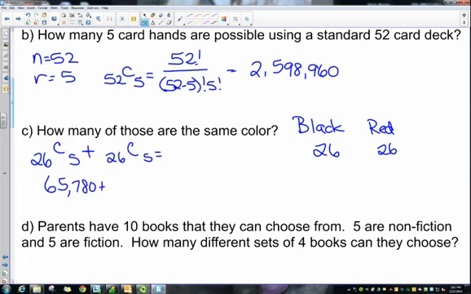Now, of course, the other one is going to be the exact same. For the black one, I have this amount. For the red one, I have the exact same amount. So when I add those 2 things together, I get 131,560. That's how many of those 5 card hands are the same color. So referring back to what we did above, there are just about 2.6 million 5 card hands. Only 131,000 have the same colors. So that's just a fraction of what's out there.